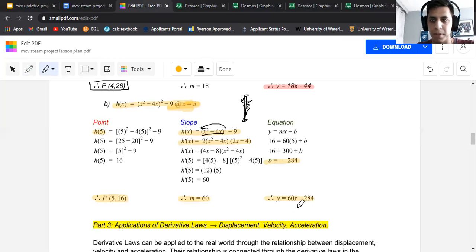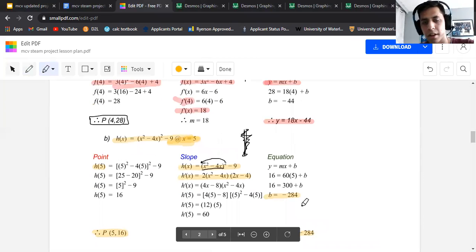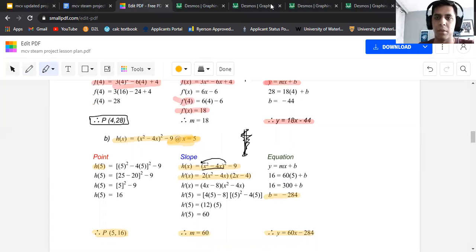So I hope this helped out a bit. I only included two examples for this because it was a pretty simple topic that we've sort of glossed over in the previous grades.